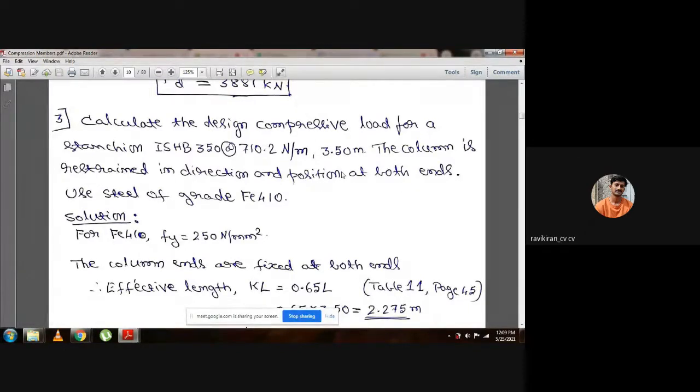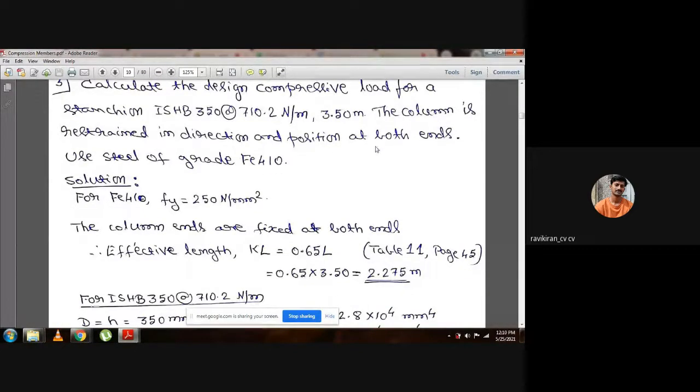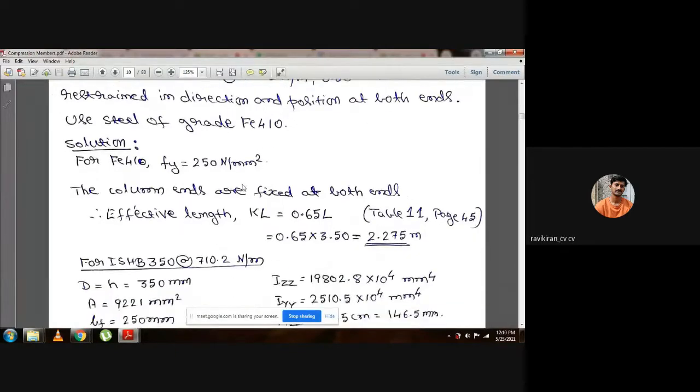See, the column end condition is given in this problem. Previously, it was not given. So for ISHB 350, what type of section is used is given, the length of the column is given, and the end condition is given. Also, the grade of the steel is given. So based on this, first, when you look at the section, you should open the steel table and write down the properties. And also, because the end condition is given, you need to open Table 11 on page 45 of IS 800. Just open it, I will give you 1 minute to open and check this.